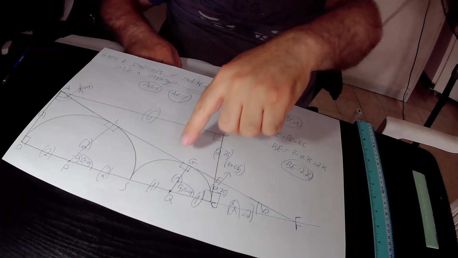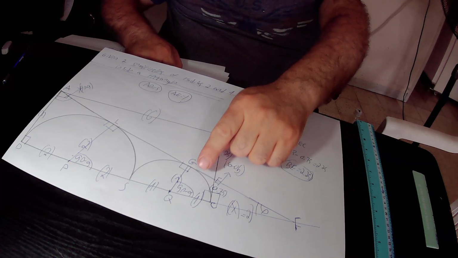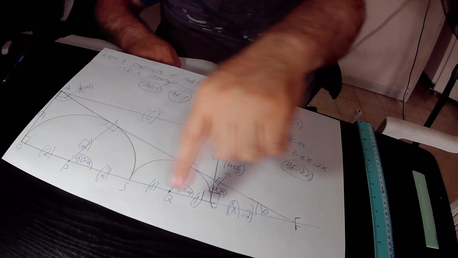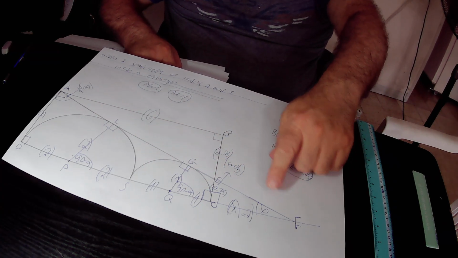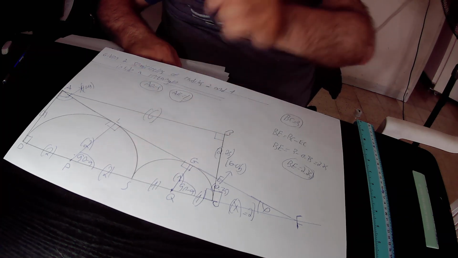So in this small right triangle GQF, this angle equals alpha, this angle equals 90 degrees, therefore this third missing angle must be equal to 90 degrees minus alpha. Likewise, in the big right triangle LPF, this angle equals alpha, this angle equals 90 degrees, therefore this third missing angle must be equal to 90 degrees minus alpha.